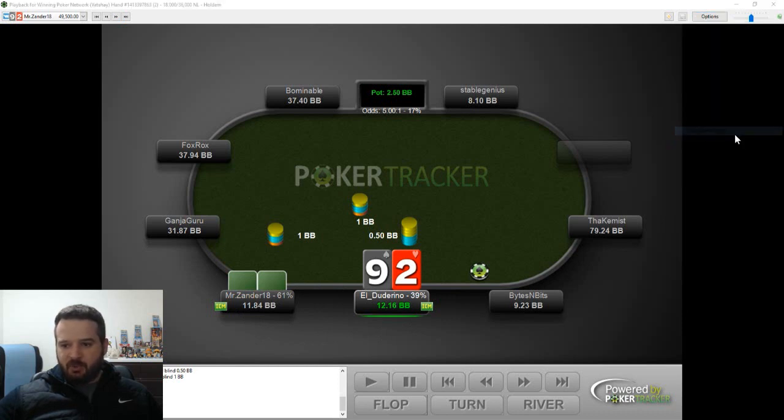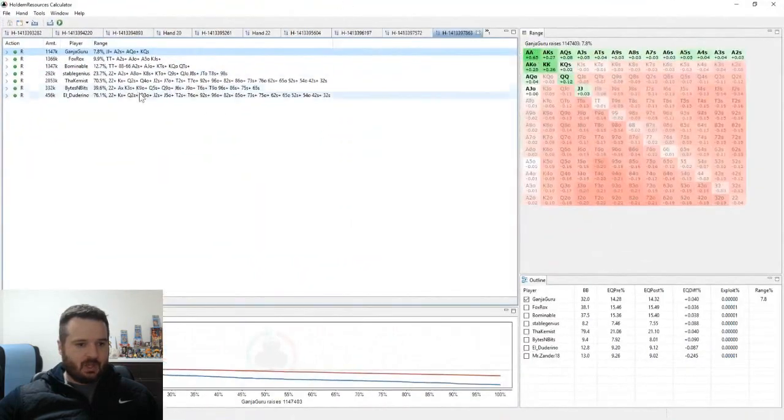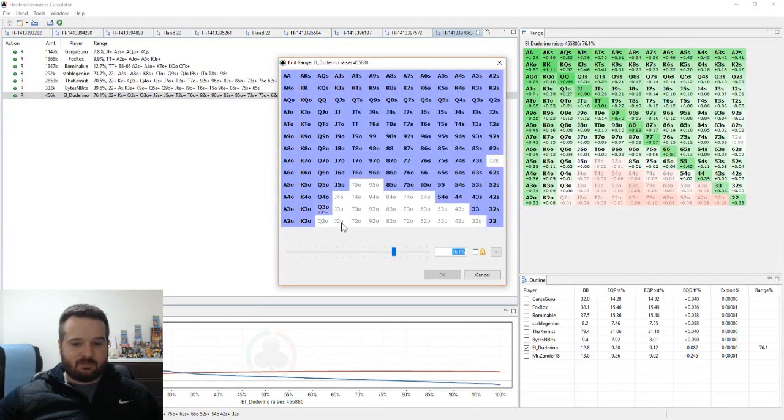And I would definitely build your range for our shoving range and then also what he should be calling with here. And here we go. So like I said, we can still go very, very wide here, but we're not at 100%. And obviously 9-2 is a definitely easy fold.